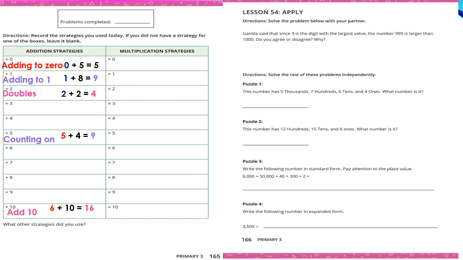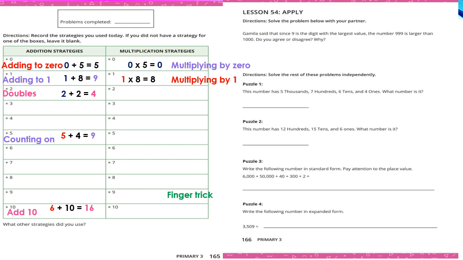The multiplication, multiplying by 0. For example, 0 times 5 equals 0 because 0 is like a hero. 0 times any number equals 0. Multiplying by 1. 1 times 8 equals 8 because 1 is like a mirror. So 1 times 9 equals 9. 1 times 100 equals 100, and so on.